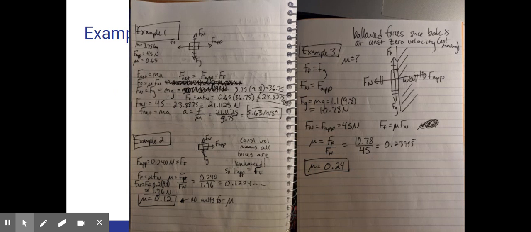I do have my solutions drawn here for you, so you can pause the video and take a look at those if you're trying to solve these, or you can go on to our Google Classroom and pull up the solutions for yourself. So for example 1, you should get 5.63 meters per second squared. Example 2, your coefficient of friction should be 0.12. And for example 3, your coefficient of friction should be 0.24.